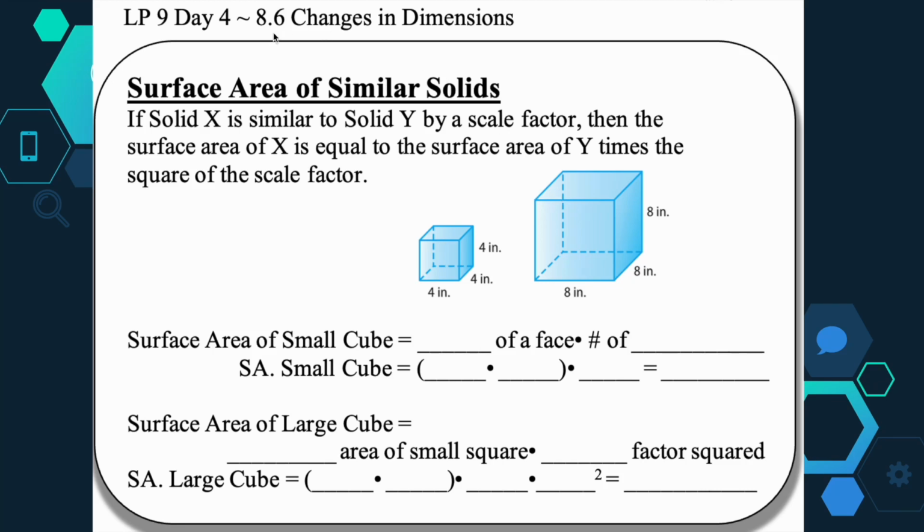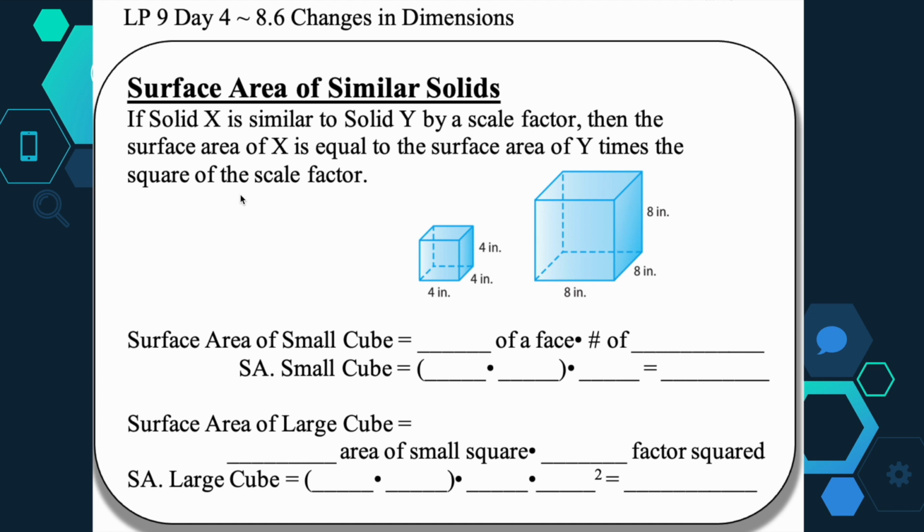So in this video, we're going to take a look at surface area of similar solids. So kind of how can we compare the surface area from one solid to another as long as we know they are similar to each other. So if a solid X is similar to solid Y by a scale factor, then the surface area of X is equal to the surface area of Y times the square of this scale factor.